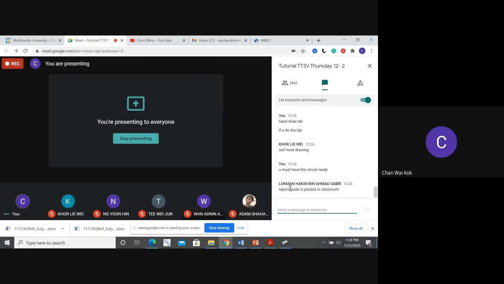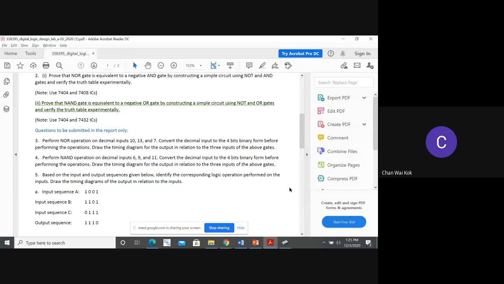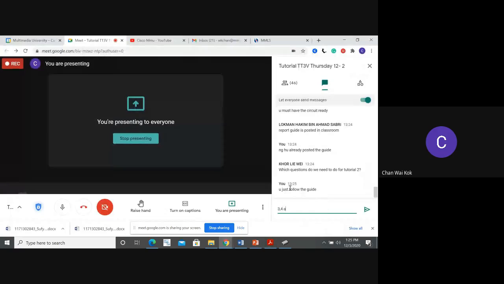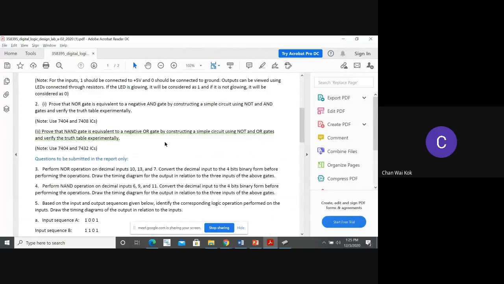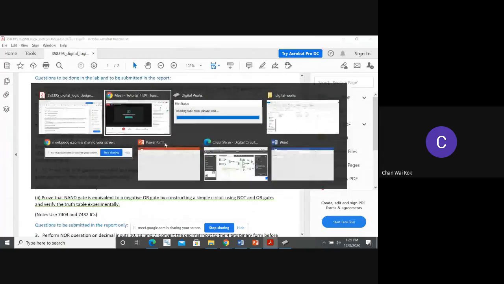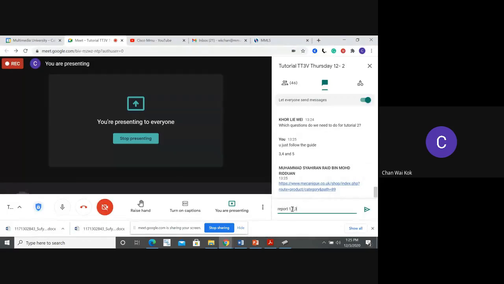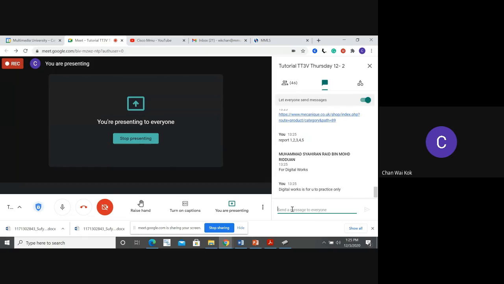Right, the lab report guide, Eng Hu already posted the guide. So you just follow it. You do 3, 4, and 5. For the report you have to do 1, 2, 3, 4, and 5. Report you have to do 1, 2, 3, 4. The Digital Works is for you to practice only.